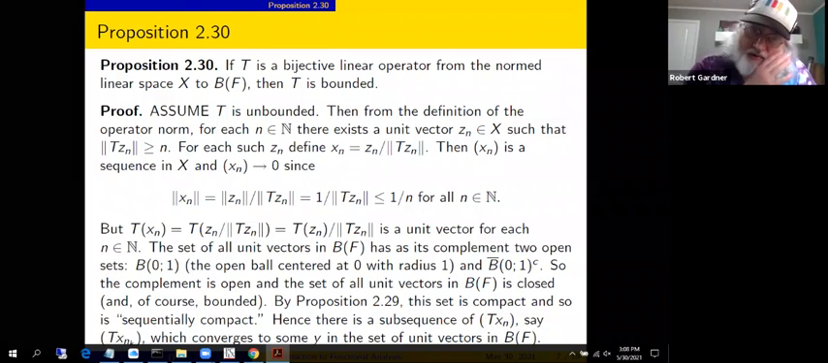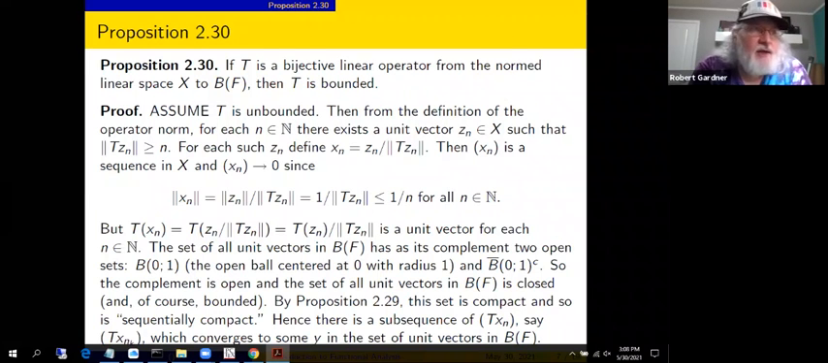I would really prefer to distinguish between compact and sequentially compact in the conversation, at least. When you hear compact, you really ought to be thinking every open cover has a finite subcover. But it's equivalent to this other idea. So we've got compactness, so we're using the sequentially compact idea. So we've got this subsequence T of x sub n sub k, and that converges to some y, also a unit vector.